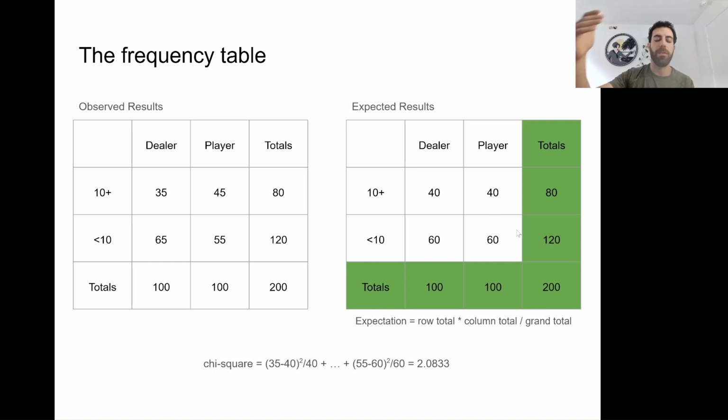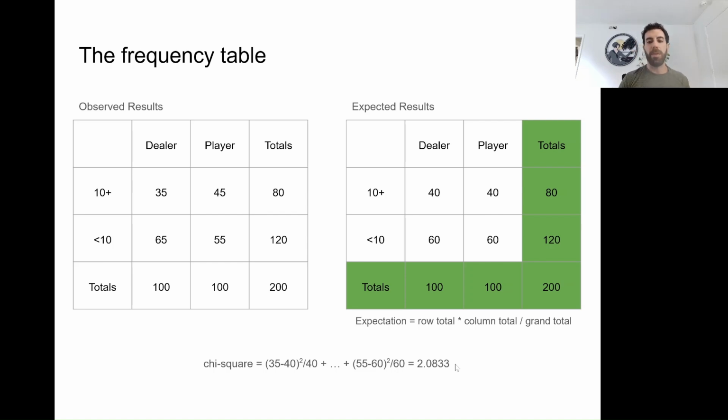So it's always going to be 25. So I'm going to have 25 over 40 plus 25 over 40 plus 25 over 60 plus 25 over 60, which is just 50 over 40 plus 50 over 60. And if you do that math out, you're going to get this decimal. So that's our chi-squared statistic.